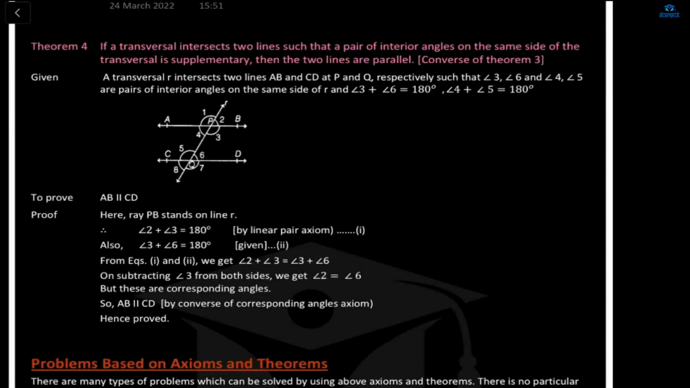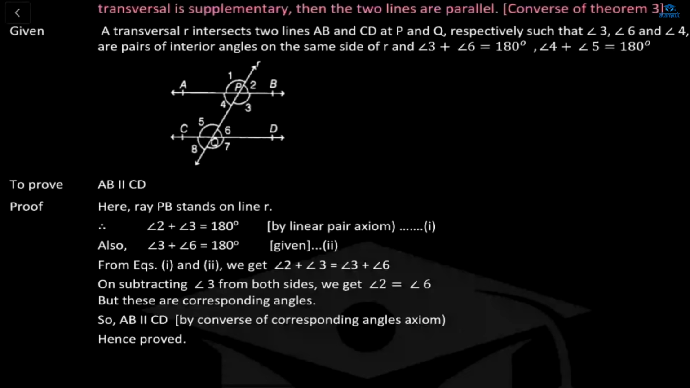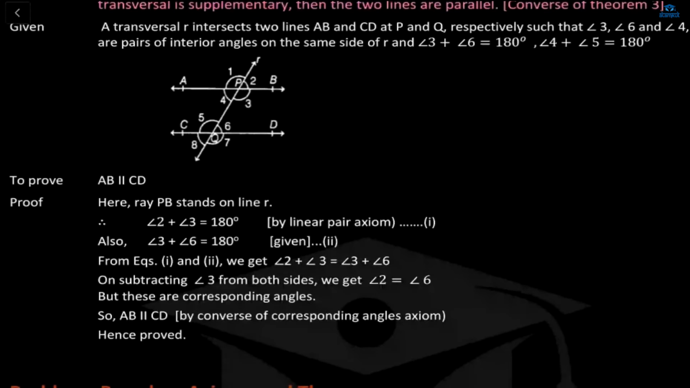You have to prove that the lines are parallel. Okay, the two lines are parallel. Now if you see here in the figure, it is already given that angle 4 plus angle 5 is equal to 180 degrees and angle 3 plus angle 6 is equal to 180 degrees. Okay. Now how can you prove that the lines are parallel?